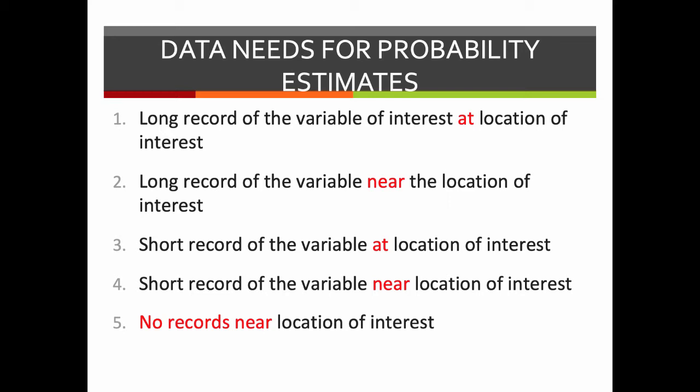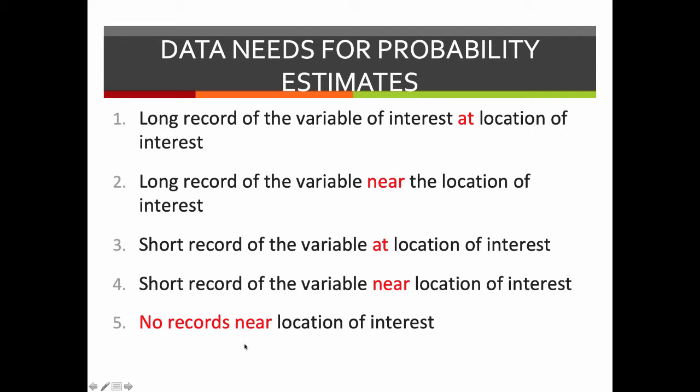Third most desirable would be a short record of the variable at the location of interest. Fourth would be a short record near the location of interest. And fifth would be no records near the location of interest. Case 5 is by far the least desirable, hence it's the most common. But we're going to look at some of these other ones.